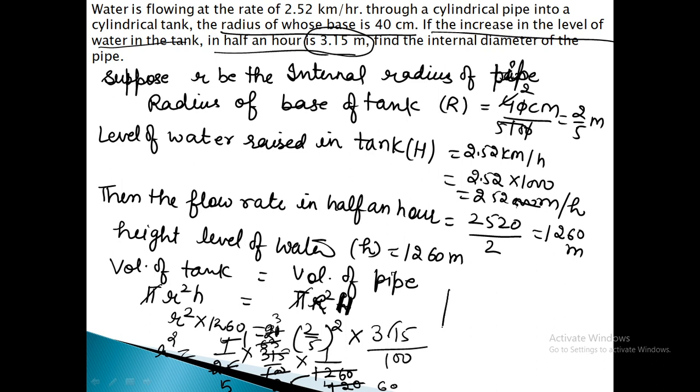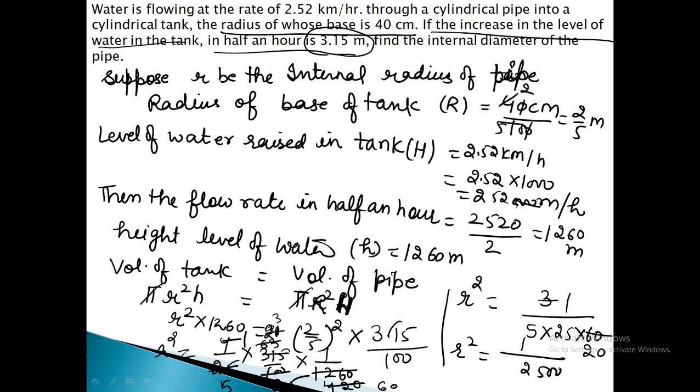Now you can see here R square is equal to 3 over 5 multiply 25 multiply 60. You can see these values are left. 3 by 3 can be cut with 60 also. Here we will get 20. 3 was the 3, 20 is the 60. 5 25 is the 125. 125 multiplied by 20 will be 2500.